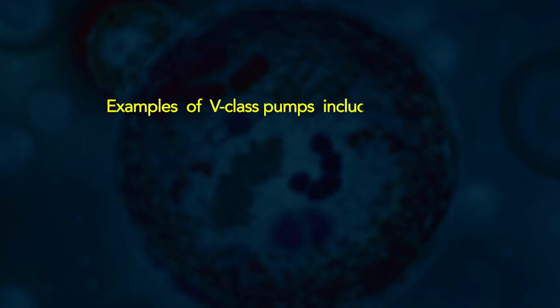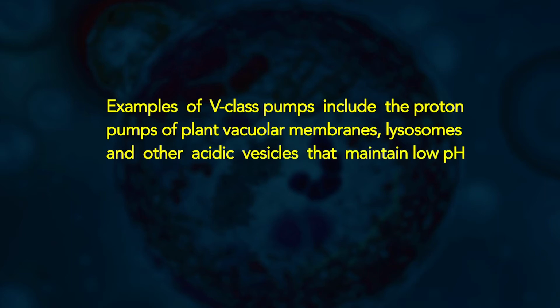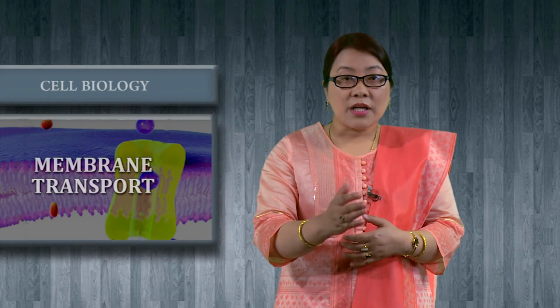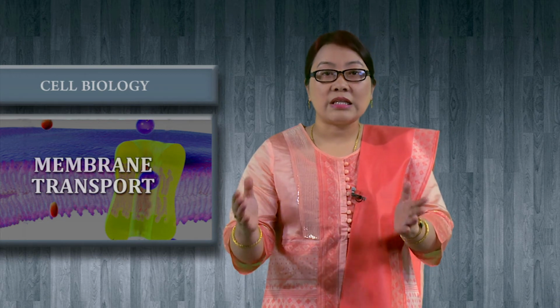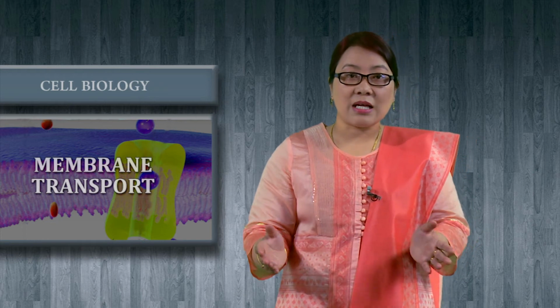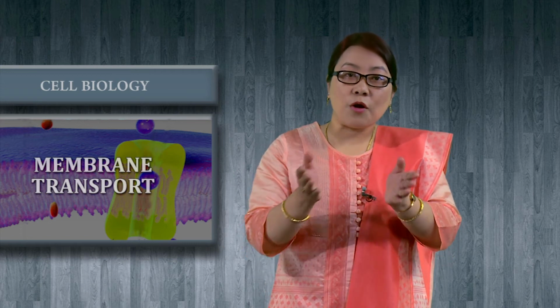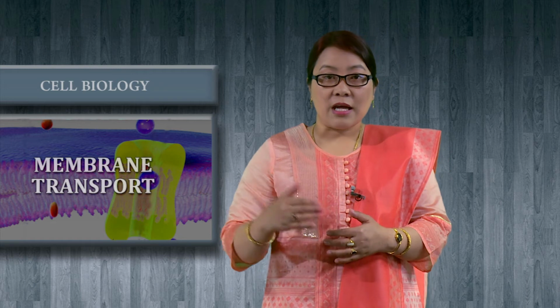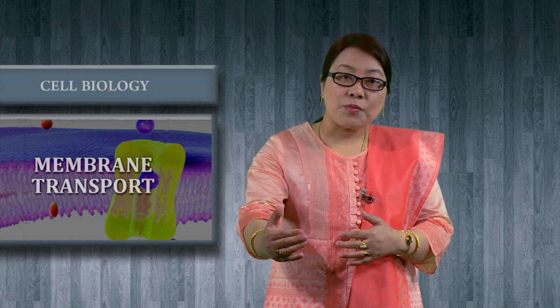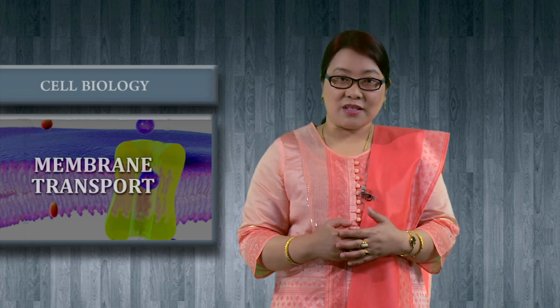Examples of V-class pumps include the proton pumps of plant vacuolar membranes, lysosomes and other acidic vesicles that maintain low pH inside the vacuole or vesicles. On the other hand, the F-class pumps, also commonly called ATP synthases, are found in the membranes of mitochondria, chloroplasts and bacterial plasma membranes, where they power the synthesis of ATP from ADP and inorganic phosphate by pumping protons from the exoplasmic to the cytosolic face of the membrane down its electrochemical gradient.